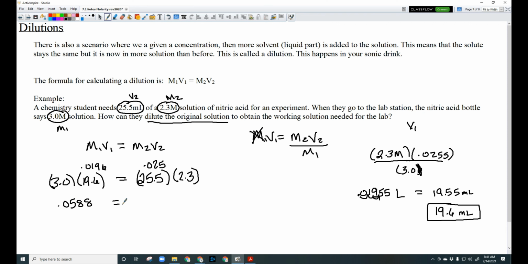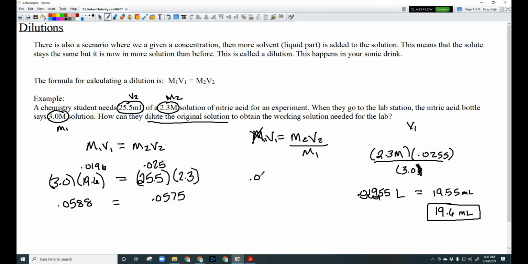0.025 times 2.3, and I get 0.0575. Okay, so to 2 sig figs, it's about correct. You know, we have our rounding errors, so that's pretty much correct. Okay, so we need 19.6 milliliters of the 3.0 solution.